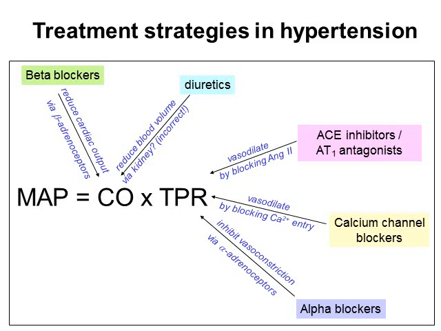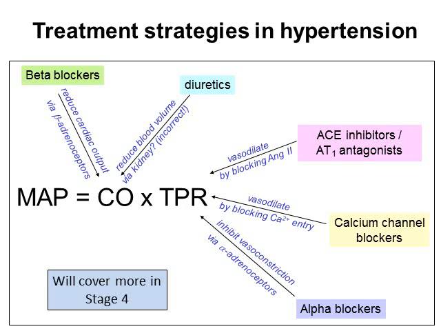Alternatively, instead of vasodilation directly, we can inhibit vasoconstriction via alpha adrenoreceptors by using alpha blocking drugs. We'll cover far more of this in stage 4. Alan Richardson will cover a lot on the diuretics in coming stages of the course with you.